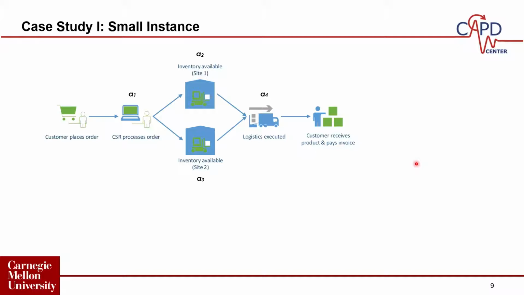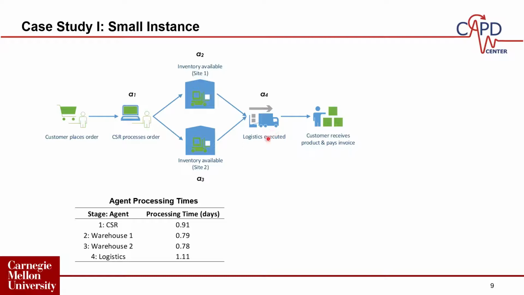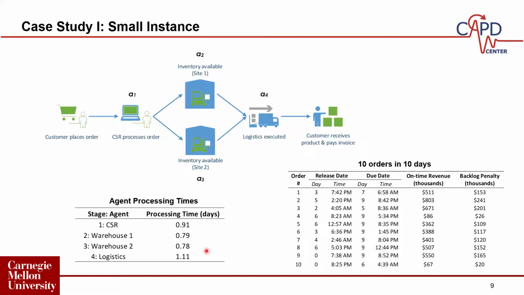So I would like to show some results on a couple case studies for a small instance of the order to cash process where we have 2 or 3 main transactions: the CSR processing the order, we have 1 agent available, we have inventory available at 2 different sites, and then we have the execution of logistics. So in a system where we have these 4 different agents, each with a specified processing time, and we have 10 orders come in at different dates and with different due dates, different revenue values, and also different penalties for not fulfilling the order on time.